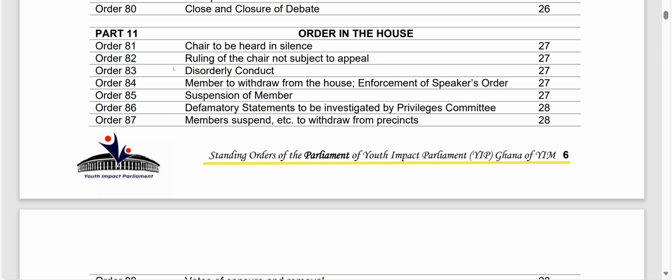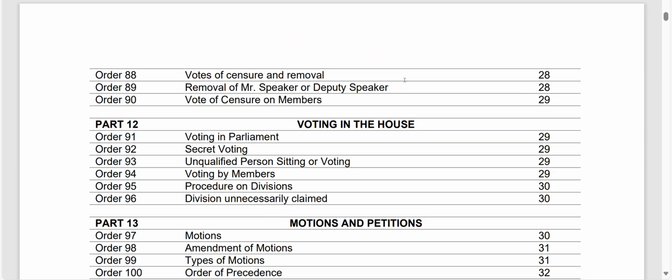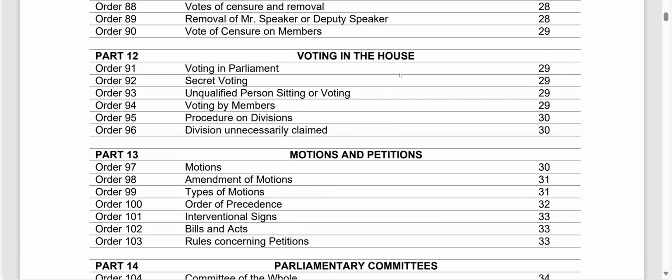The order in the House as well. And I remember during the dissolution, I invoked Order 81, which is chair to be heard in silence. And that's also what I used on my brother, Amanor D. If you know the law, no one can bully you, except you don't know the law. So you need to know the law in order to use it to its full utilization.